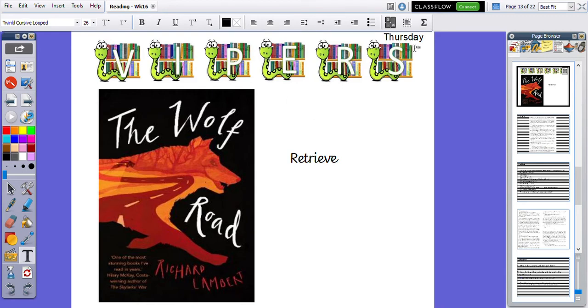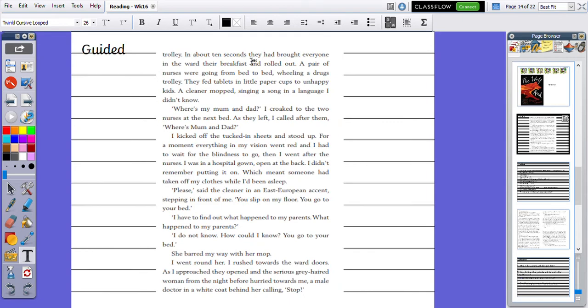Good morning, everybody. Today is your Thursday reading lesson. So we are still using the text The Wolf Road by Richard Lambert. And today we are going to be thinking about retrieval. So let's look at our guided text.